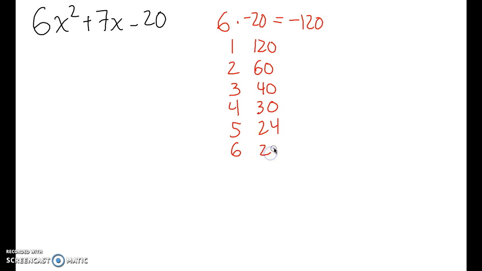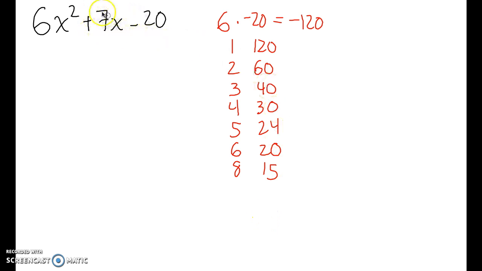And the whole time, I'm trying to see, do these numbers add, or in this case subtract, since one of them will be negative, and give me 7. And this one, 20 minus 6 gives me a difference of 14, so I'm getting closer. 7 doesn't work, and 8 goes into 120 15 times.